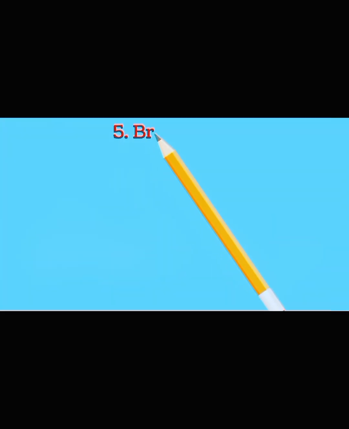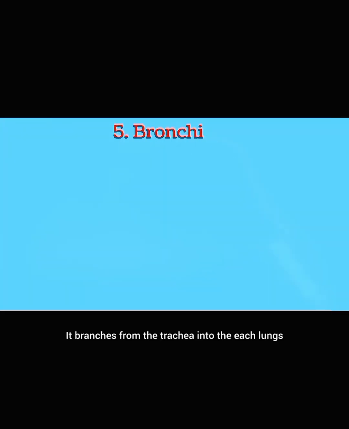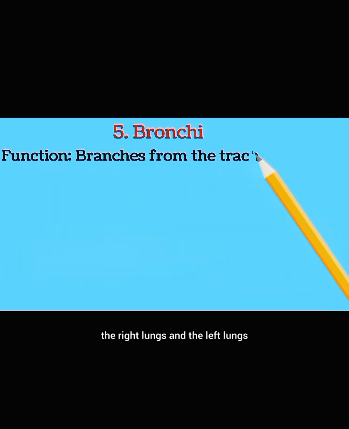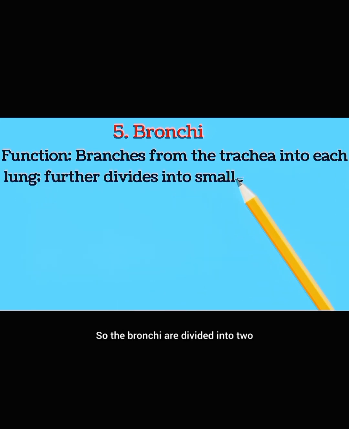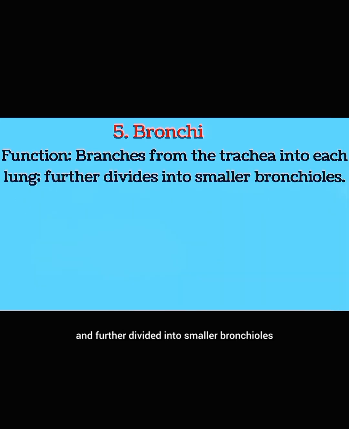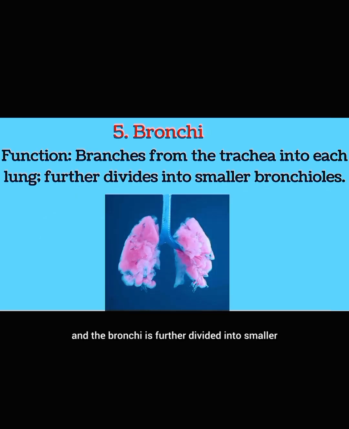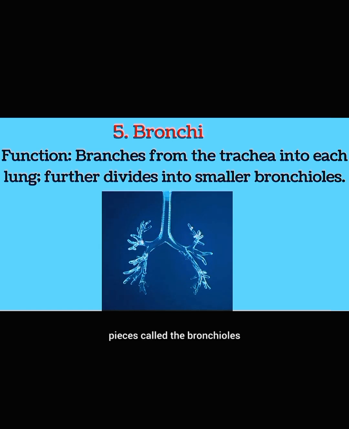So let's look at the bronchi, the fifth one. What do the bronchi do? They branch from the trachea into each lung. Don't forget that we have two lungs, the right lung and the left lung. So the bronchi are divided into two and further divided into smaller bronchioles. So we have two bronchi, and each is further divided into smaller pieces called the bronchioles.